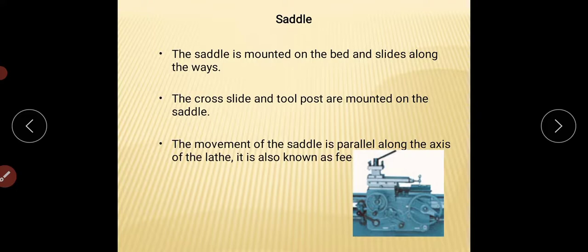The next part is saddle. The saddle is mounted on the lathe bed and slides along the ways. The cross slide and the tool post are mounted on the saddle. The movement of the saddle is parallel to the lathe axis. It is also known as longitudinal feed.